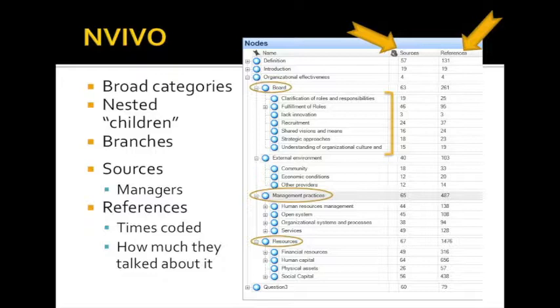This piece here where it talks about sources. So this is primarily what I'm going to talk about today. The number of managers that said this, that, or the other thing. The second piece is related to references, which is basically the number of times that we coded something. So managers could say all of these things. They could say a few of these things. They could say them often.